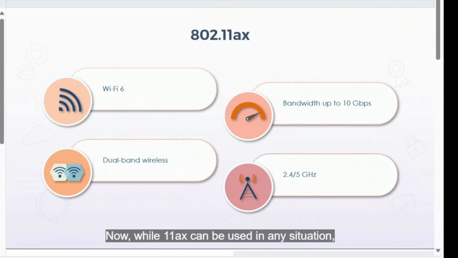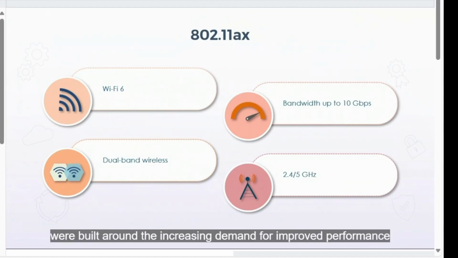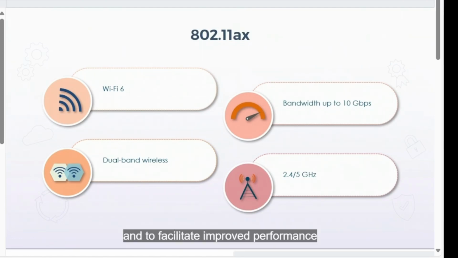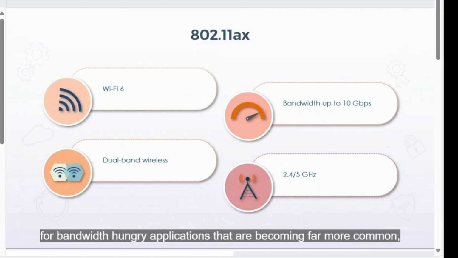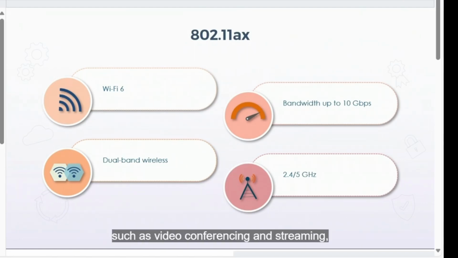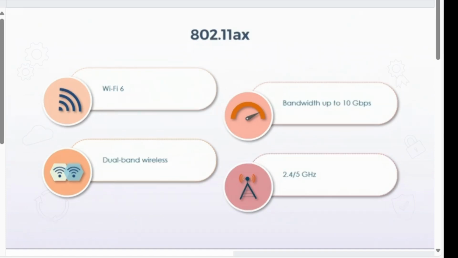But that does still provide for backward compatibility for devices using the 2.4 GHz band. Now, while 11AX can be used in any situation, some of the primary enhancements were built around the increasing demand for improved performance in very high-density public networks, such as in airports, and to facilitate improved performance for bandwidth-hungry applications that are becoming far more common, such as video conferencing and streaming, or in large modern apartment buildings or hotels with many smart devices in use as well.